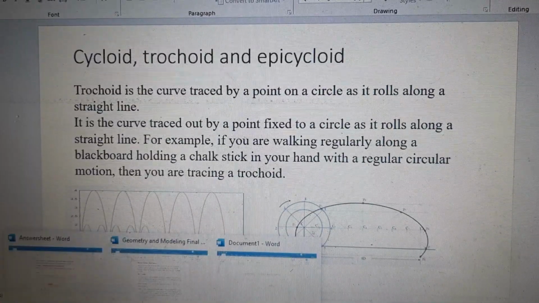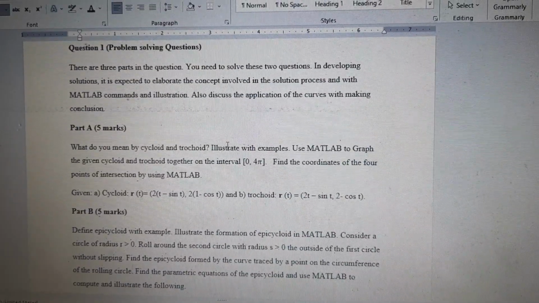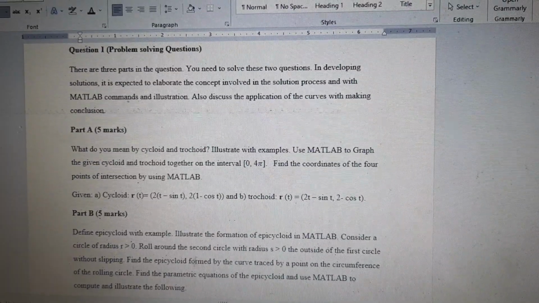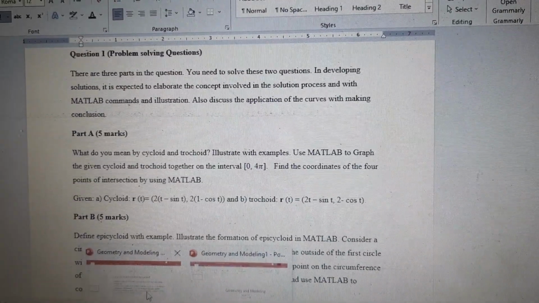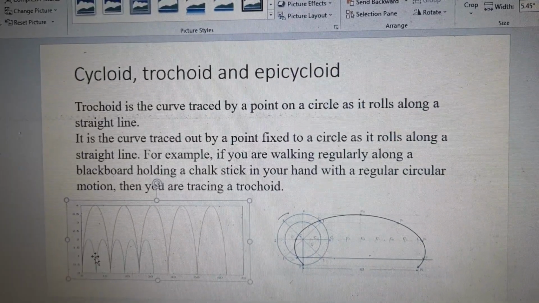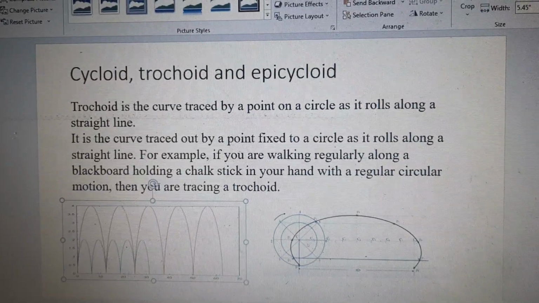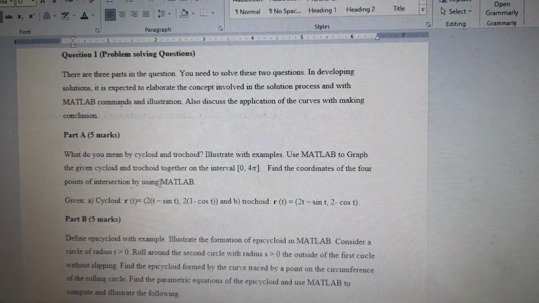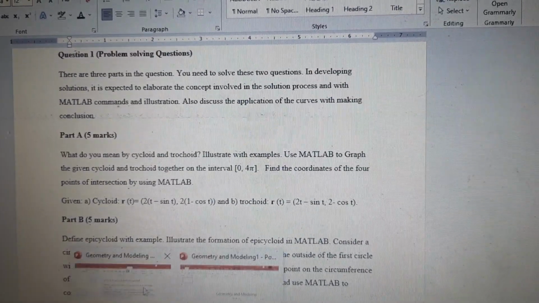First question, part A: use MATLAB to graph the given cycloid and trochoid together on the interval 0 to 4 pi. I have shown in this figure the trochoid from 0 to 4 pi from MATLAB. Next question: find the coordinates of the 4 points of intersection by using MATLAB. The trochoid and cycloid equations are given here. For these questions, the answer is here.